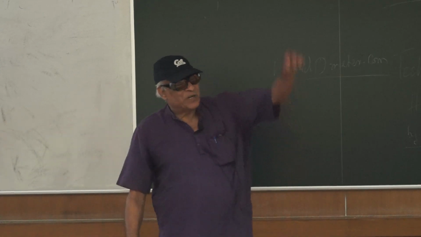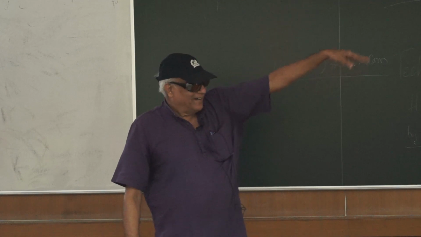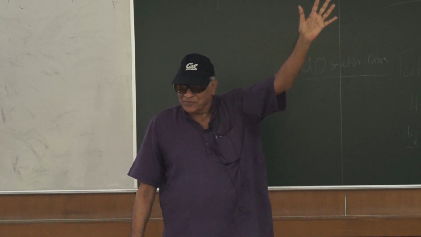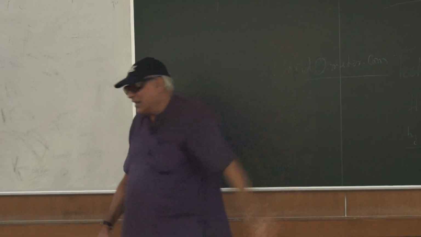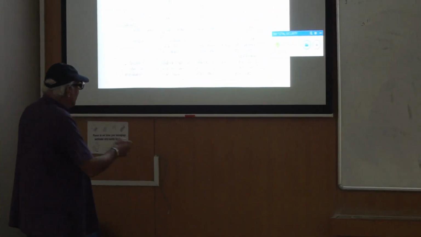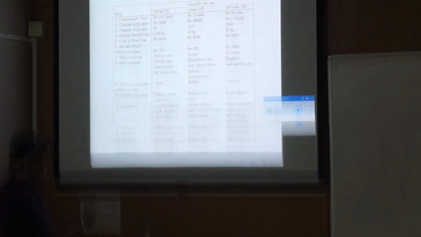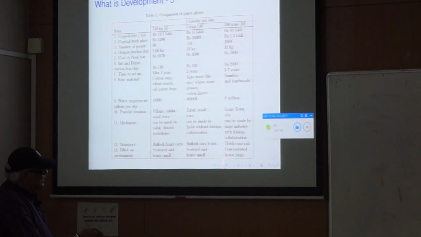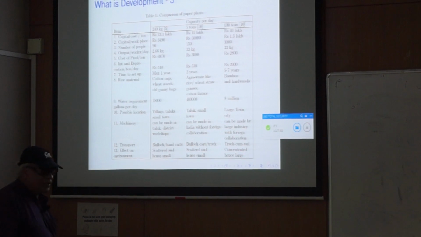You will have to create a special pond somewhere, dam something, and then bring water. Alright. Then you can see machinery required, transport required, effect on environment. This is very scattered and therefore small, but this would be concentrated and large.